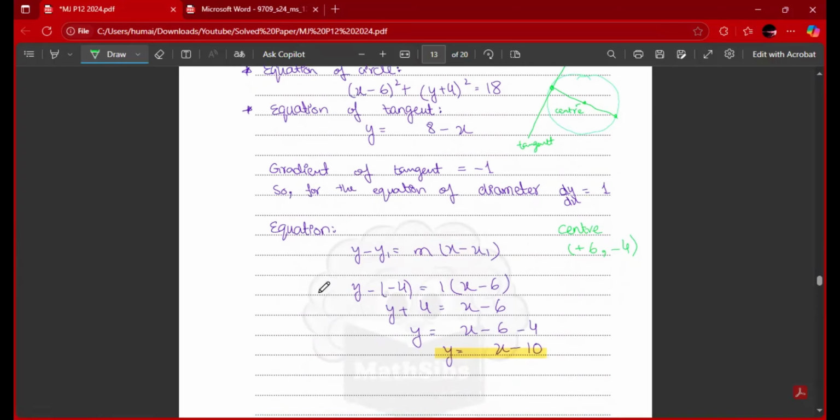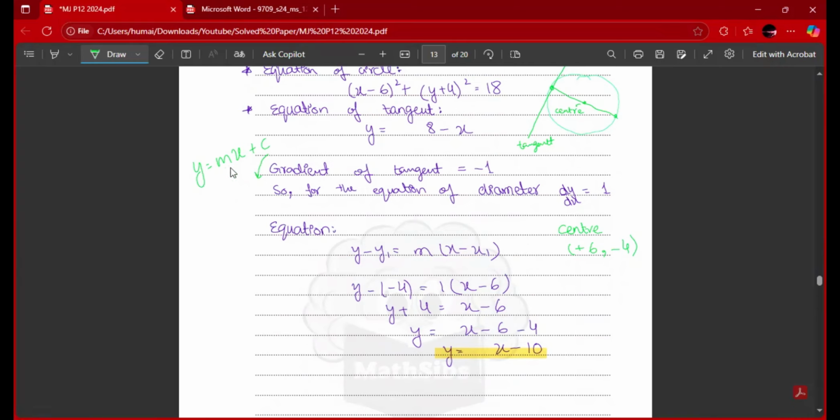The gradient of the tangent. Okay, so let me see. y is equal to mx plus c. So c is the constant and we have an 8. Let's try to write both equations side by side: y is equal to something, plus 8. So if I see this equation, my c is 8, my x is given. What is my m? My m would be minus, minus what? Minus 1. So that means the gradient of the tangent was minus 1.